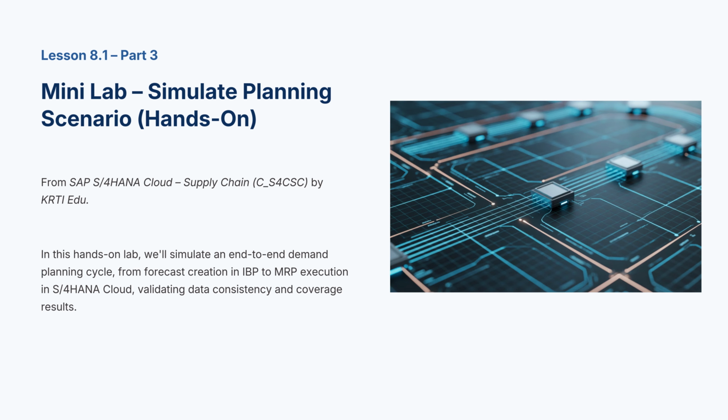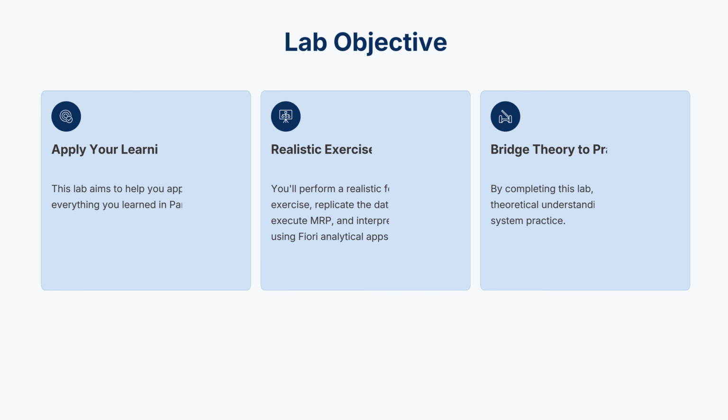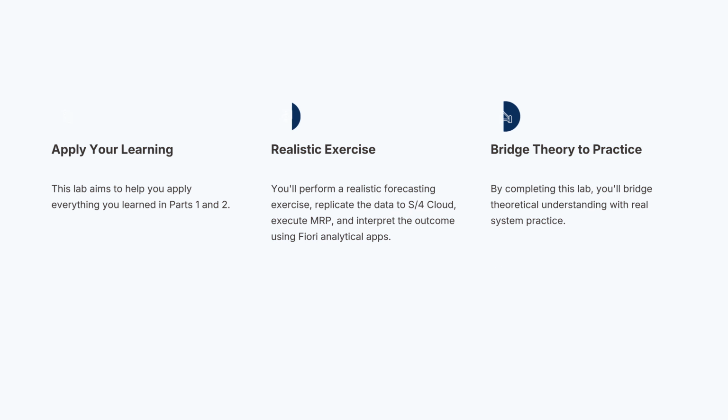You'll perform an end-to-end exercise from forecast creation in IBP to MRP execution in S/4HANA Cloud and analyze the outcome using Fiori applications. The goal of this mini-lab is simple: to experience how integrated planning works in real time. You'll move through the forecast to execution cycle, replicate forecast data, execute MRP, and interpret coverage results. By the end, you'll not only understand the theory, you'll have walked through the system steps that make it real.